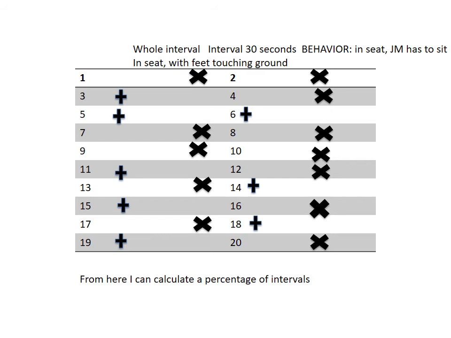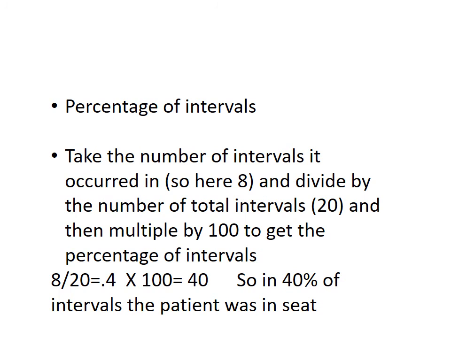From here, I can calculate a percentage of intervals. So let's do that. Percentage of intervals. We're going to take the number of intervals that it occurred in. So here, there was 8 intervals that were marked as the behavior occurring. And we're going to divide by the total number of intervals, which was 20. And we're going to multiply that by 100 to get the percentage of intervals.